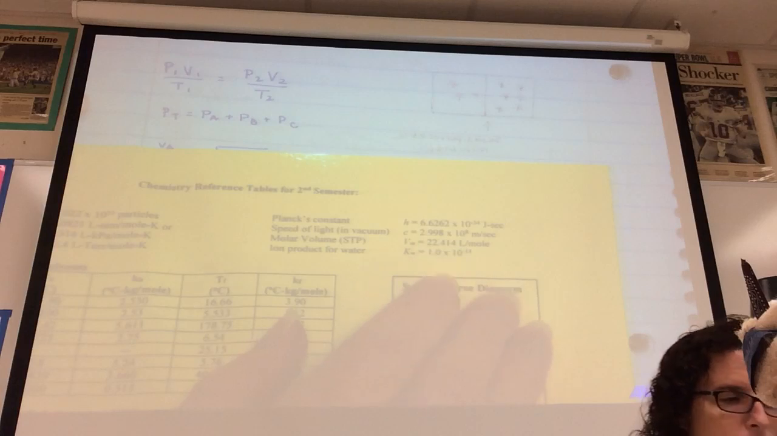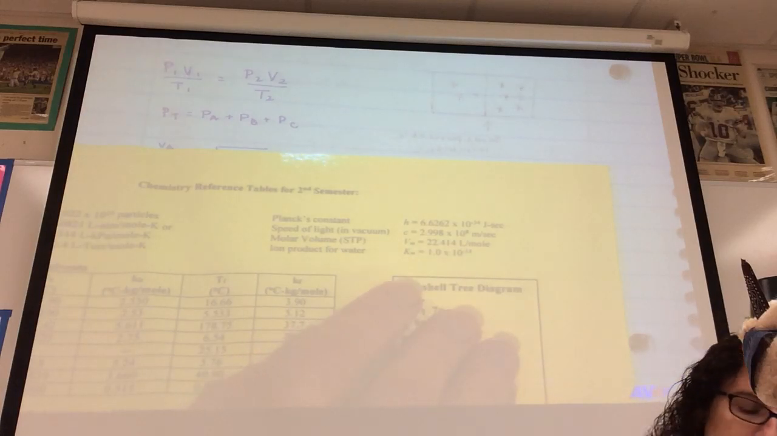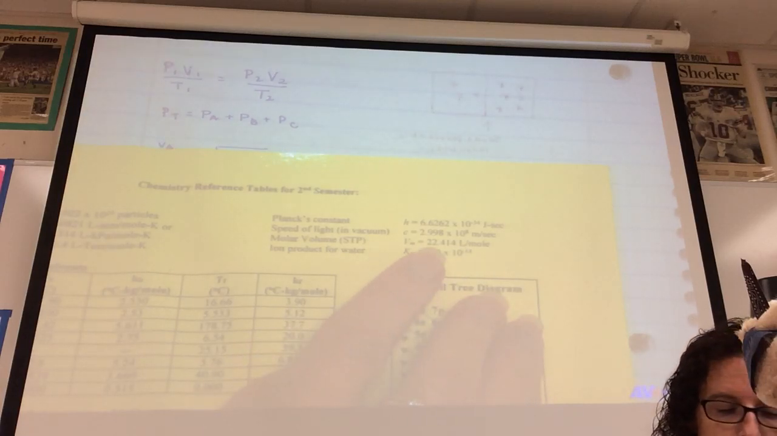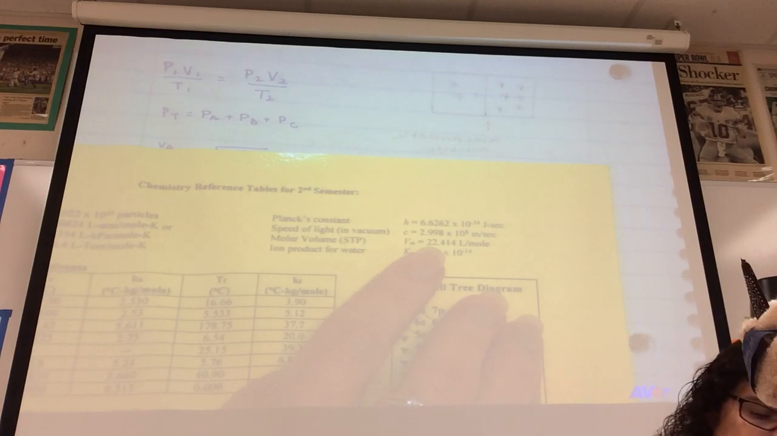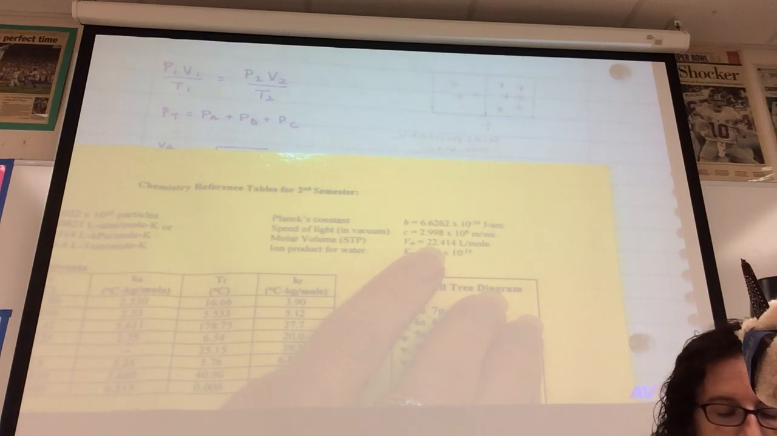And this can become an equality that you use as well. If you have 1 mole of gas, you have 22.4 liters. If you have 2 moles of gas, you have 44.8 liters.